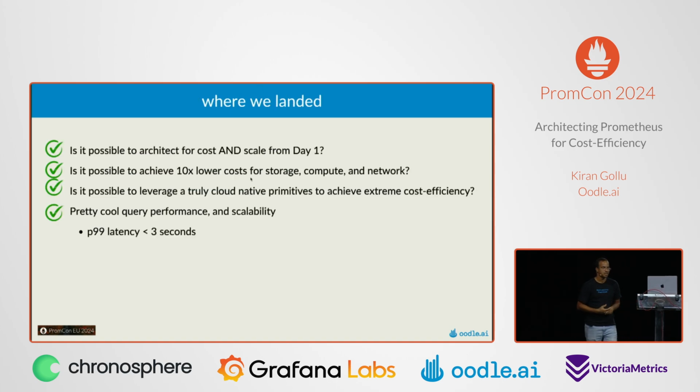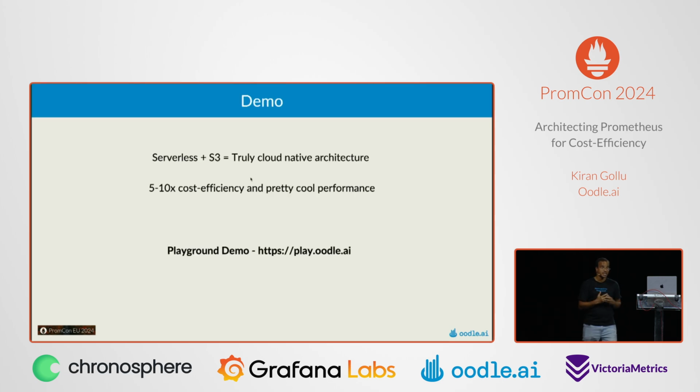So where did we land? Is it possible to architect for cost and scale? Absolutely, yes. And we were able to achieve some pretty cool performance as well, less than 3 seconds. So serverless and S3 is the way to go. It's truly cloud-native architecture, and we're also able to achieve 5 to 10x cost efficiency and pretty cool performance.